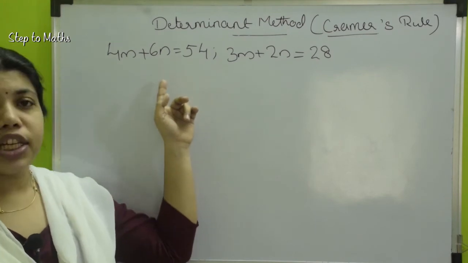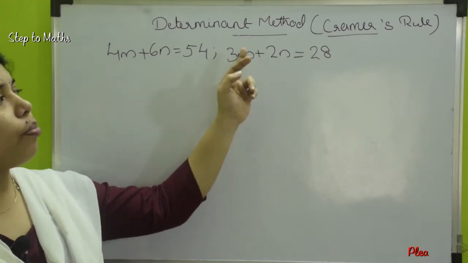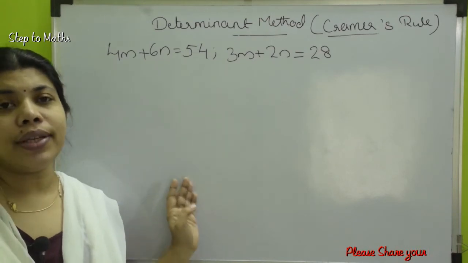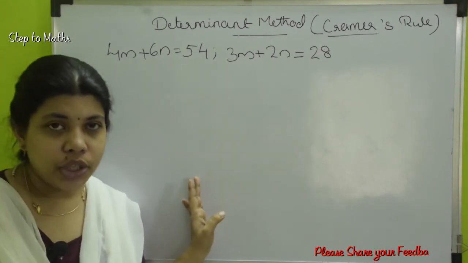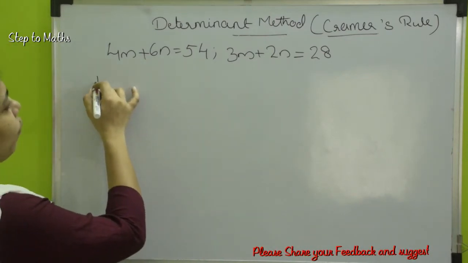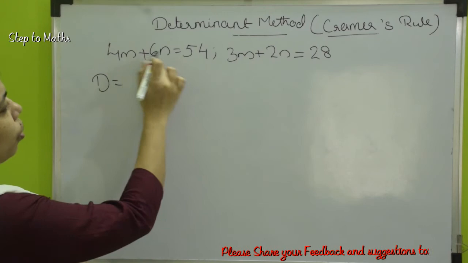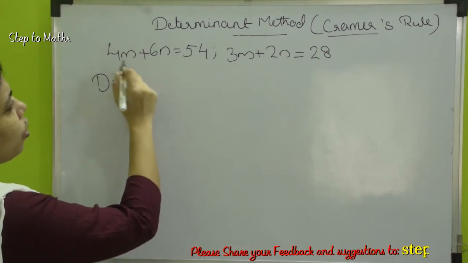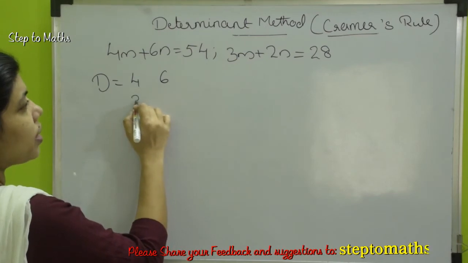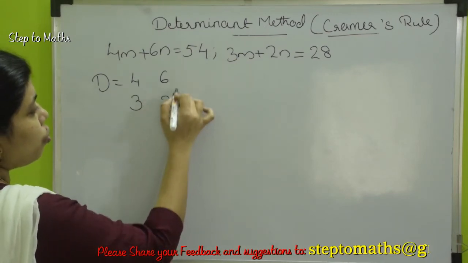4m plus 6n is equal to 54 and 3m plus 2n is equal to 28. Solve these simultaneous equations using Cramer's rule or the determinant method. First, find out the value of d. d is equal to: write down the coefficients 4, 6, and from the second equation it is 3 and 2.